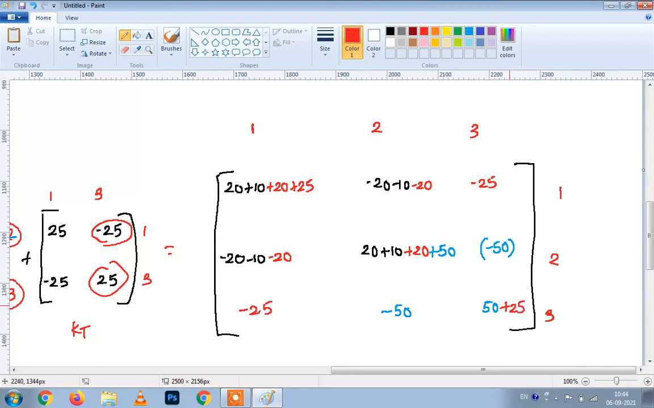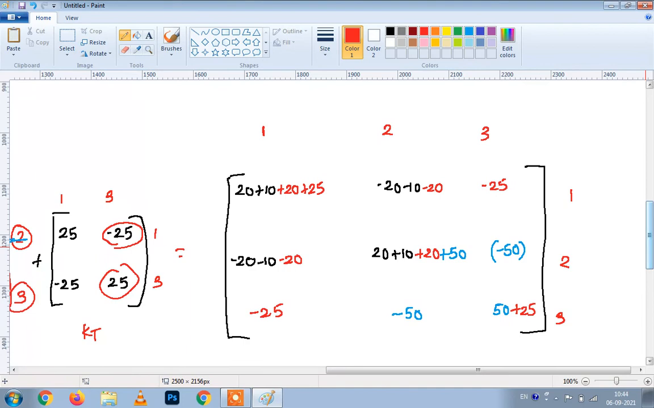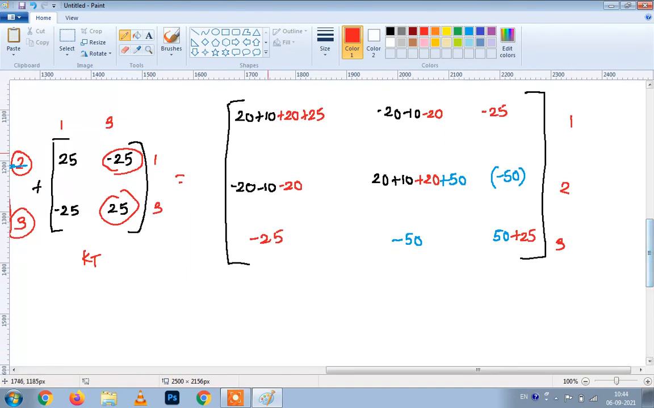In this way we have to combine, and this particular step is very important because if you make some mistake here, your whole numerical will go wrong. So quickly we will do the addition of this. Let's write here the addition: 20 plus 10, 30, plus 20, 50, 60, 70, 75. So at this particular point we will get 75.